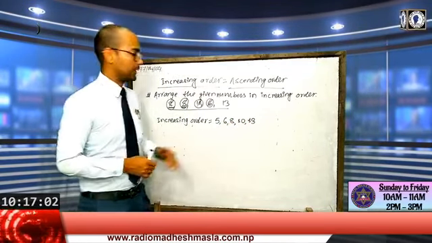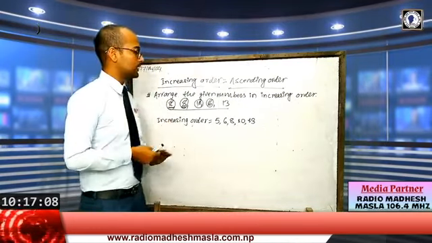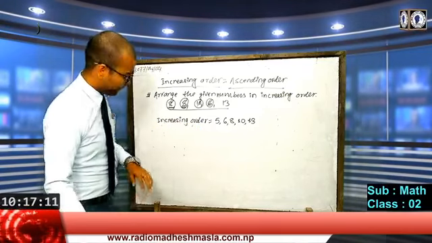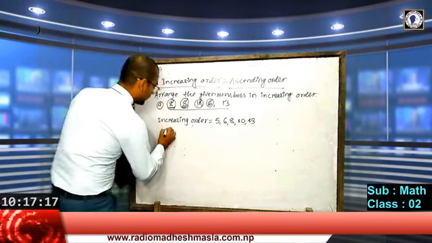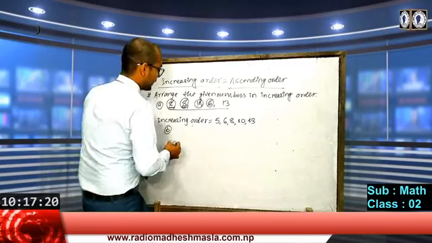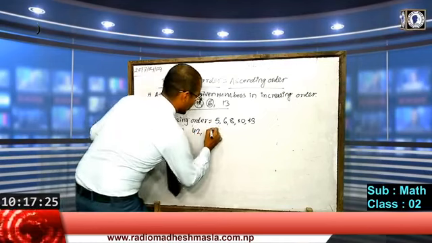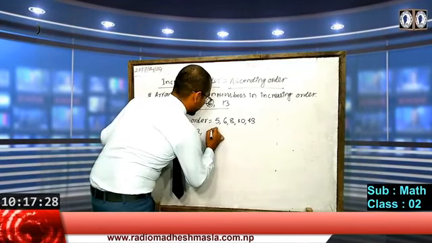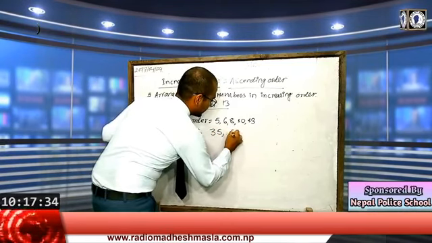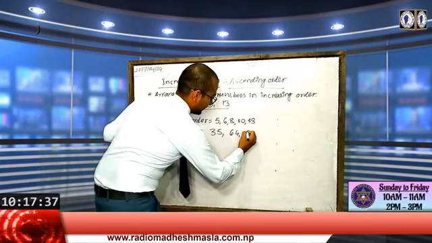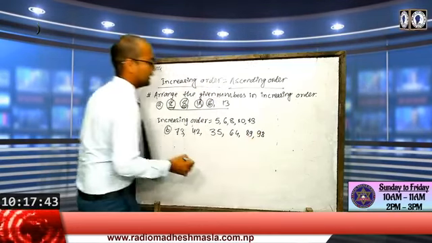Yes, students, in this way we can arrange different sequences of numbers in increasing order. In the same way, sometimes we may have questions like this. Question number B. Suppose we are given 73, 42, 35, 64, 89, 98, in this way.